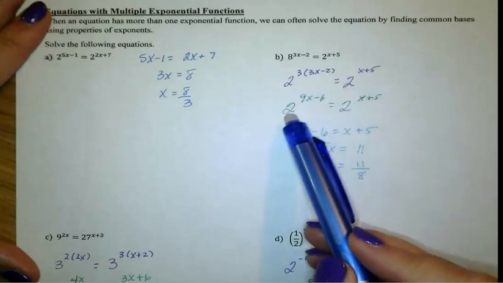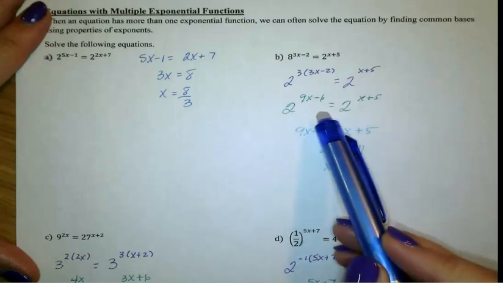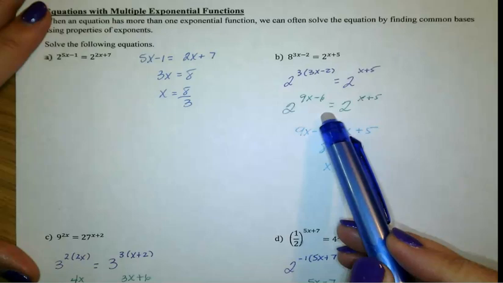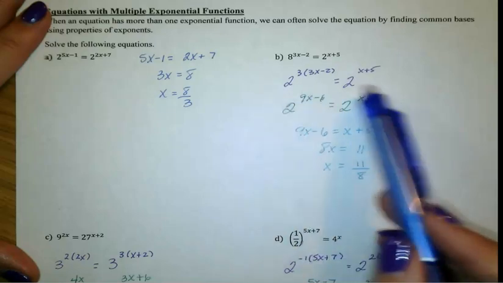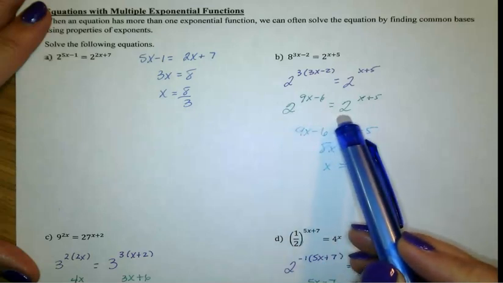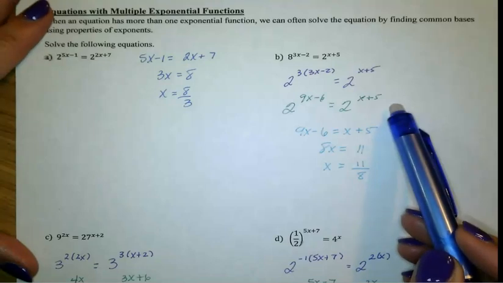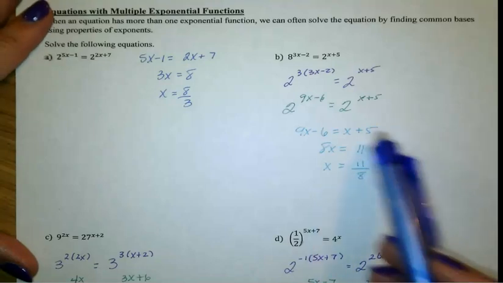Now I have one power on each side having a base of 2. So the property of equality, with that equal sign in the middle, means what is on this side is exactly the same as what's on this side. So if this is 2 and this is 2, then I can equate the exponents and say 9x minus 6 has to equal x plus 5. And so then it's just a matter of solving this linear equation.